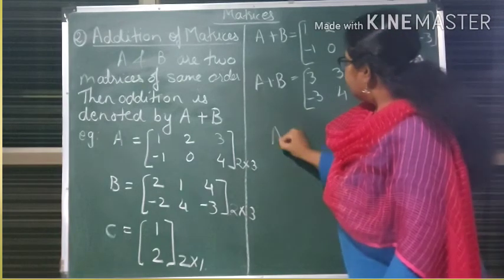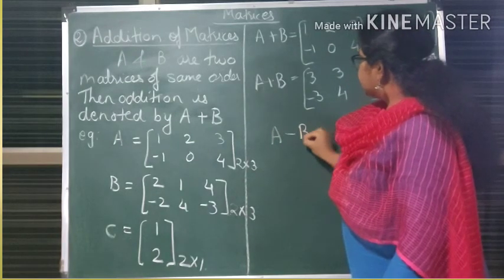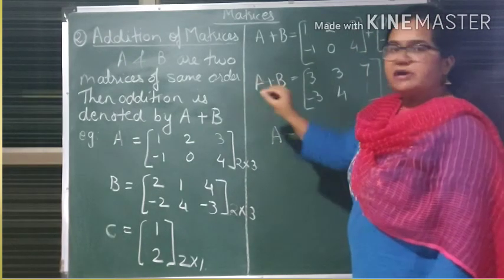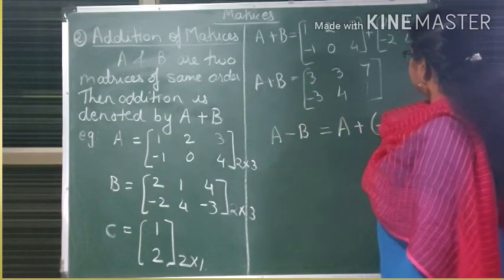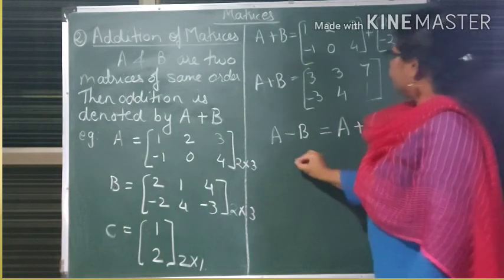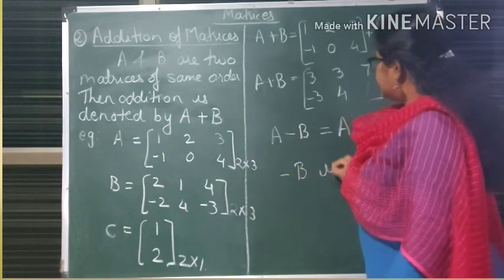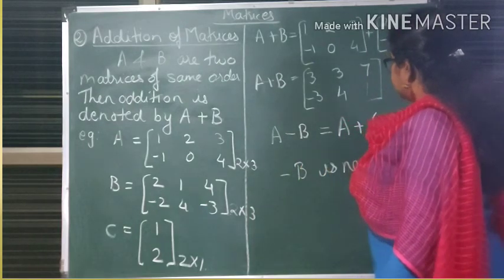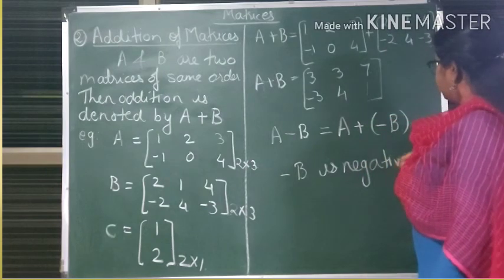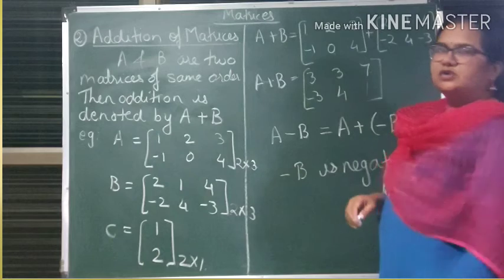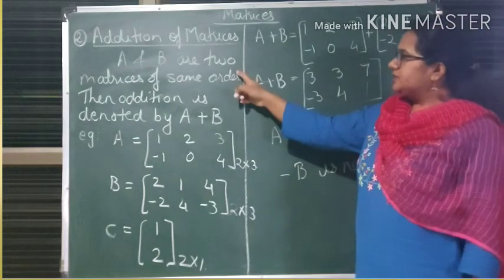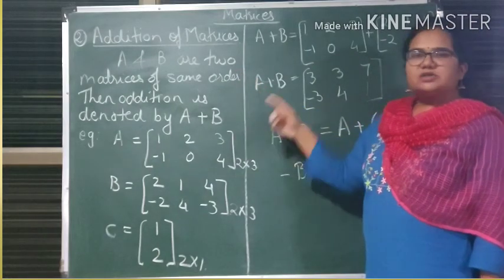Okay, so this is the way you can add the corresponding elements. Now if you have A minus B, subtraction comes from addition. What is the meaning of this? This is A plus of minus B, where minus B is the negative of B. Yes, understood what is addition? The order should be the same and you can add the corresponding elements.